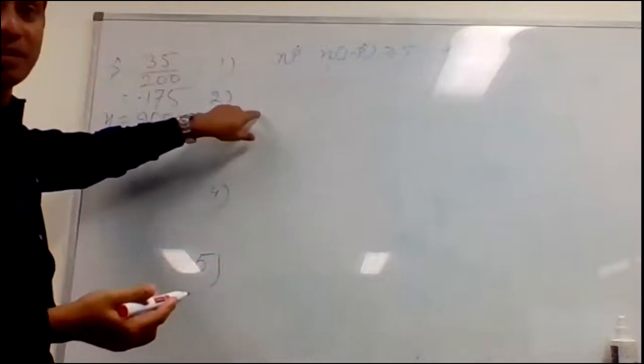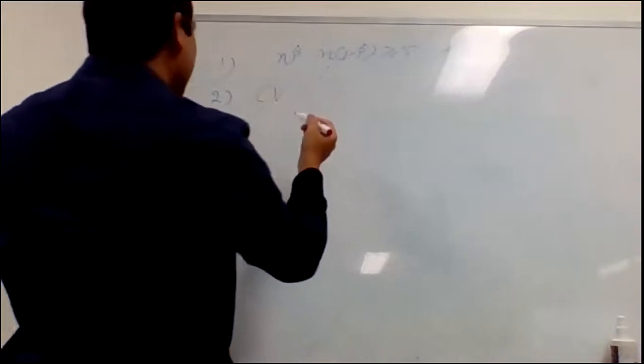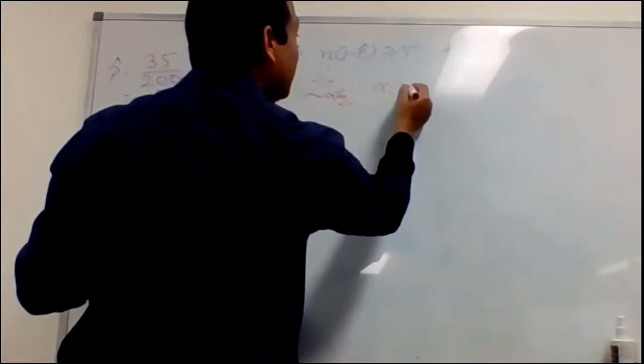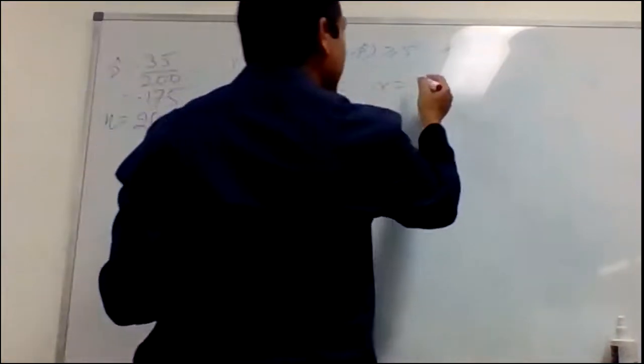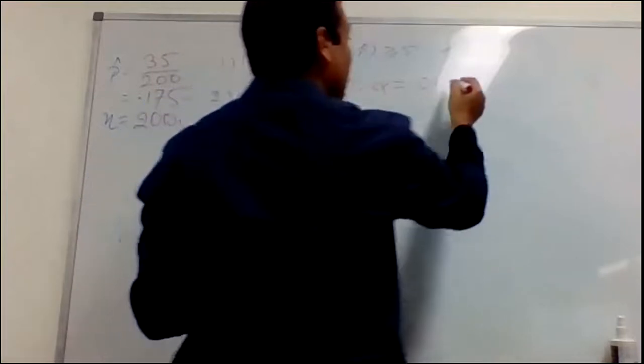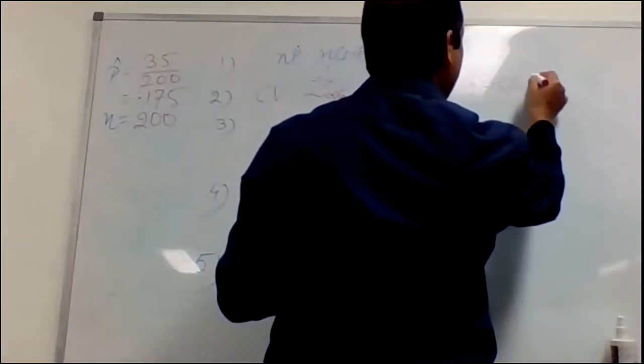Stage 2, critical value. See, in this case, the critical value has changed. Critical value at Z alpha by 2. What is alpha here? Not 95. In this case, it is 0.01. What is alpha by 2? So isn't it 0.005?